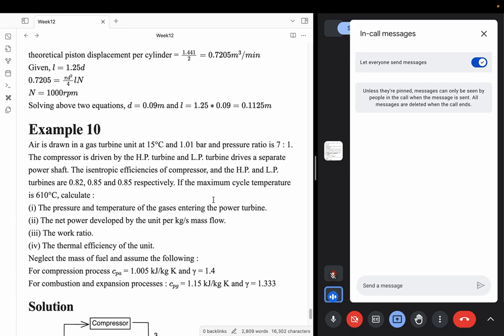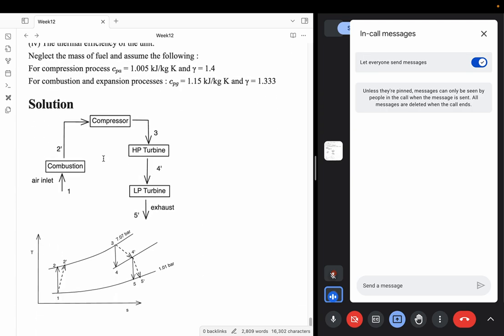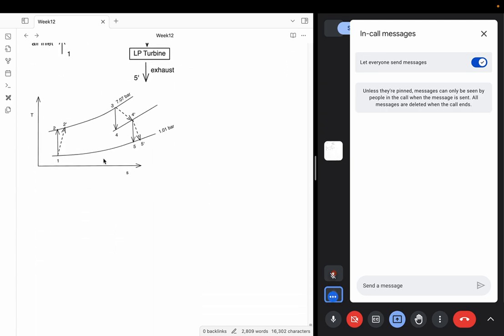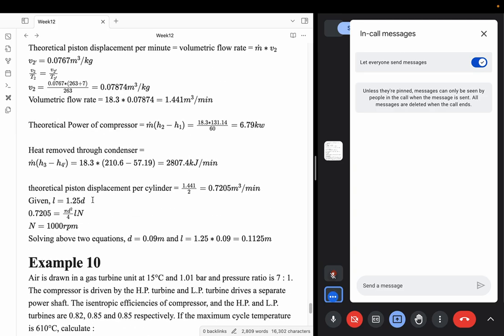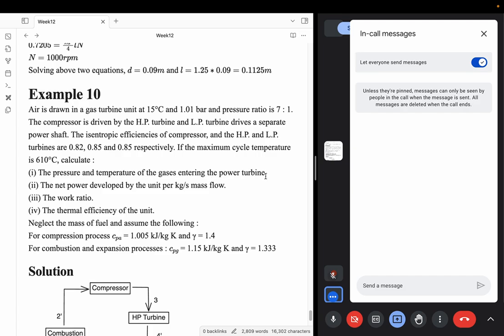So which one of these is a power generating turbine? Both, there are two turbines. The compressor is driven by the high pressure turbine, and the low pressure turbine drives a separate power shaft. So the power is from the low pressure turbine. In order to get the power, we need to know what the states are, state 4 and 4 prime. That is our first step. So how do I do that? Let's calculate all the states, and then we'll use them one by one to calculate the work done. First thing is the pressure and temperature of gases entering the power turbine.